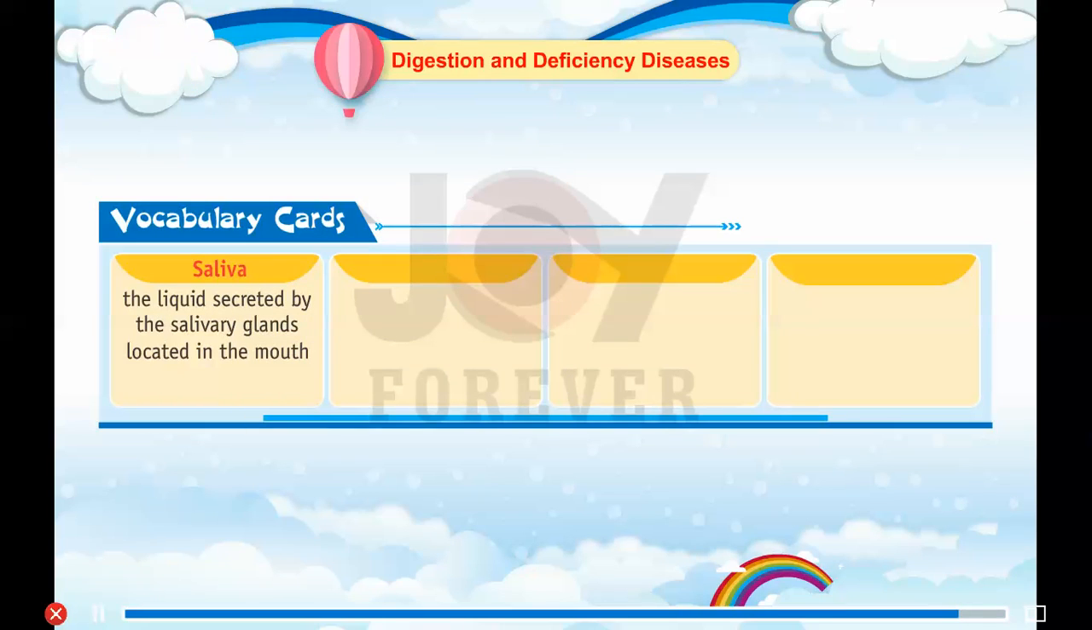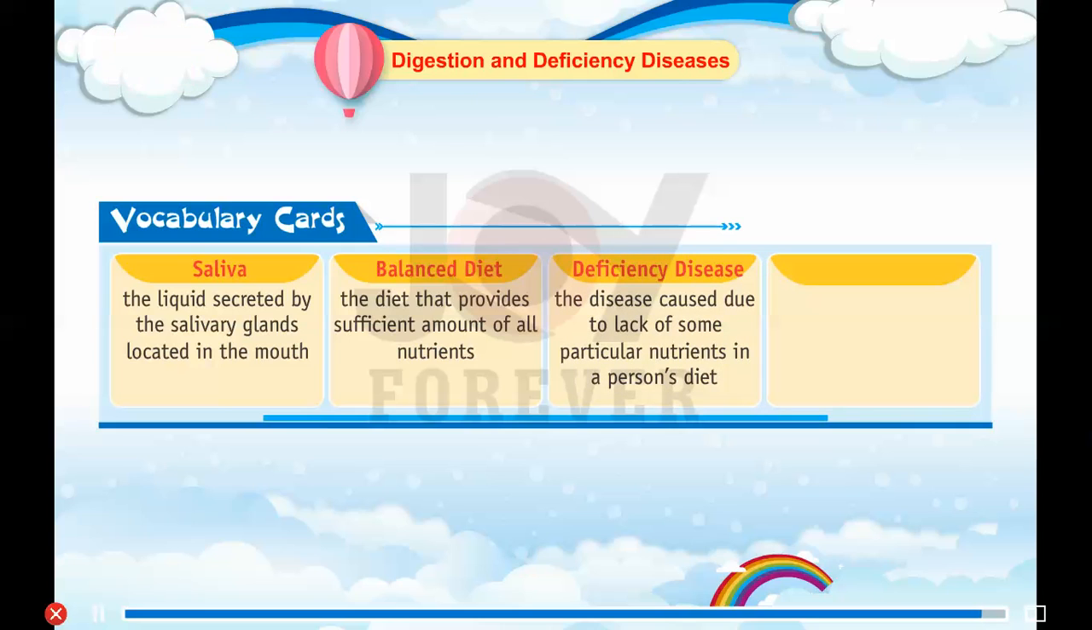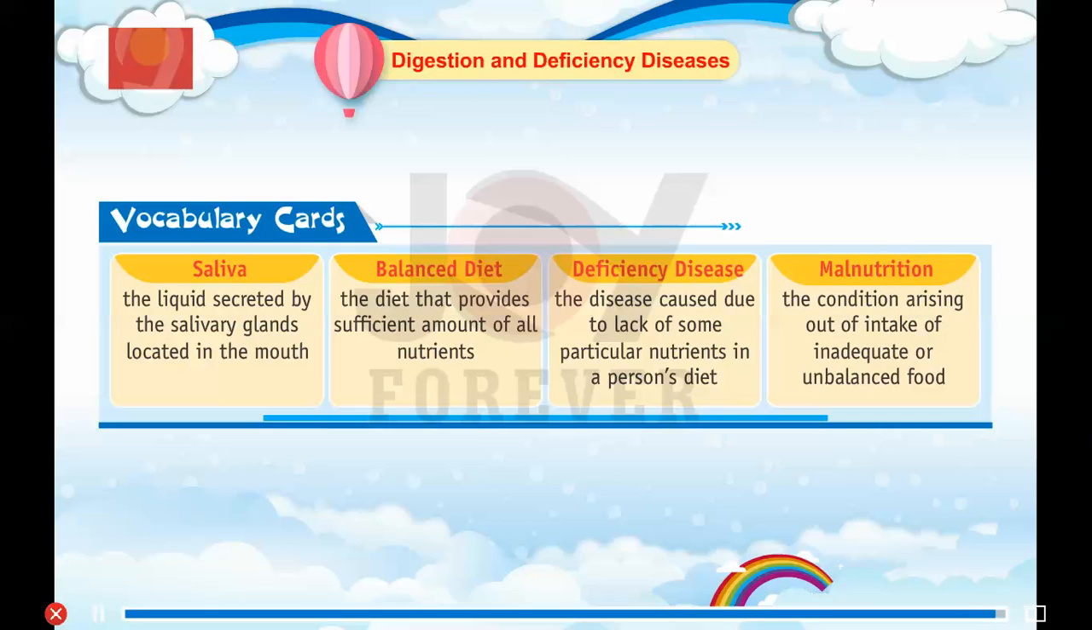Saliva, the liquid secreted by the salivary glands located in the mouth. Balanced diet, the diet that provides sufficient amount of all nutrients. Deficiency disease, the disease caused due to lack of some particular nutrients in a person's diet. Malnutrition, the condition arising out of intake of inadequate or unbalanced food.